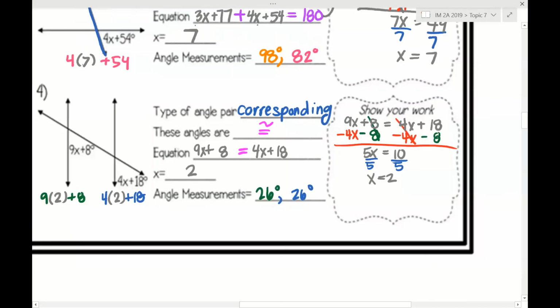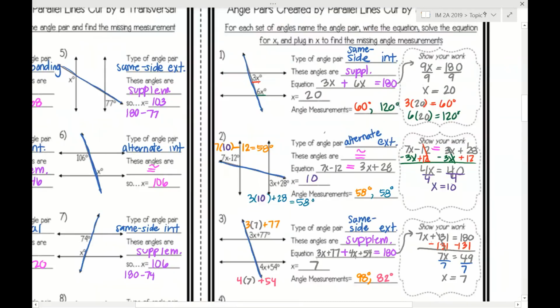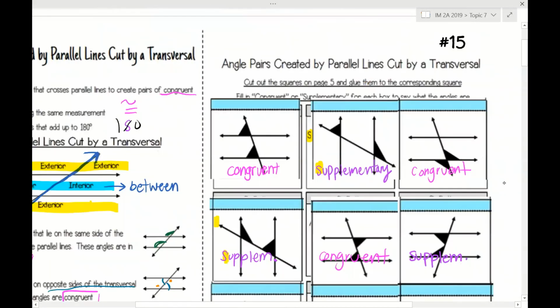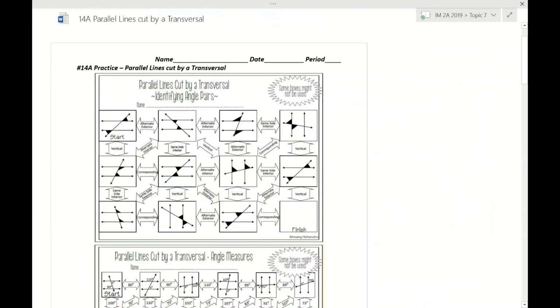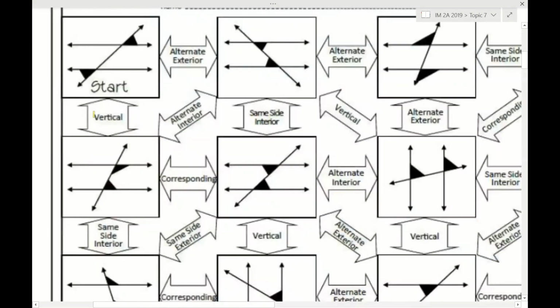So for each of these pages, we're going to have problems on the assignment for today. So today you're working on page 14A. They're each mazes. For the front, there's really no work happening. So if I look at the diagram on the front, I have two options. It's either going to be that this is alternate exterior angles or vertical angles. So vertical angles have the same vertex. So that means this is alternate exterior angles. So you're either shading this in with a pencil or using a highlighter. So that means you're doing this diagram next.